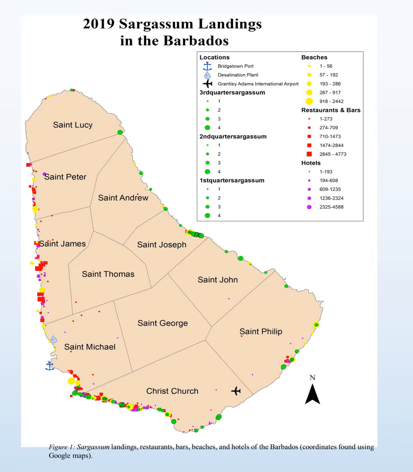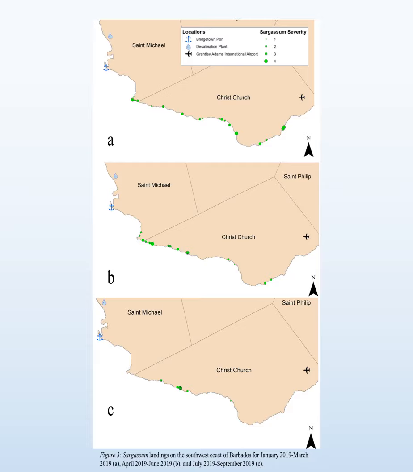After further investigation, the most sargassum landings and the most tourism concentration was in the southernmost part of Barbados. So from there, the sargassum landings were separated into 3 quarters of the year. So there was January to March, April to June, and July to September.